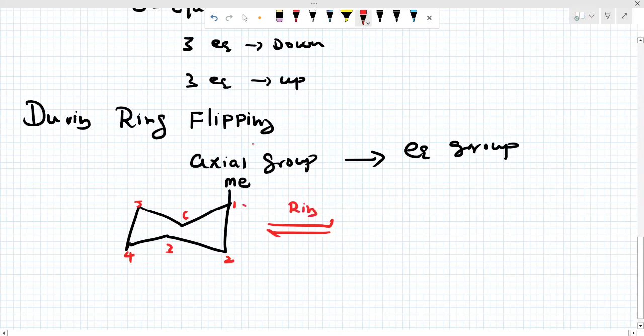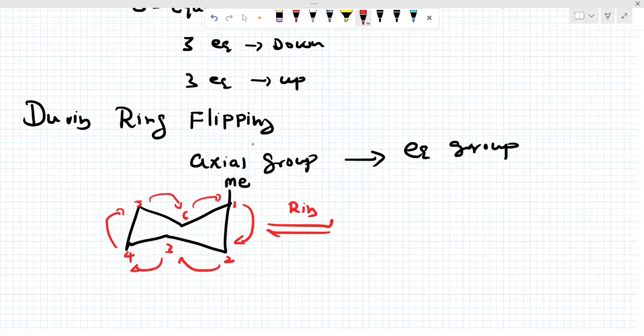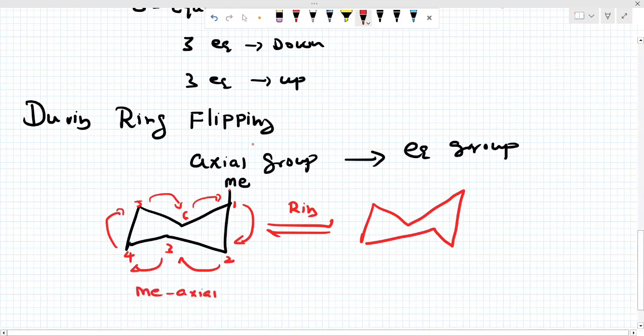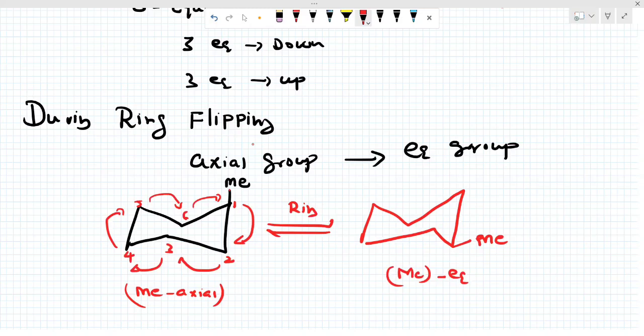listen. 1 converts to 2, 2 converts to 3, 3 converts to 4, 4 converts to 5, 5 converts to 6, and 6 converts to 1. Now see, this thing will happen. Now listen, the methyl group: in this structure, the methyl group is axial, right? During ring flipping, the methyl becomes equatorial. But during ring flipping, the axial group converts to the equatorial position. This is very, very, very important.